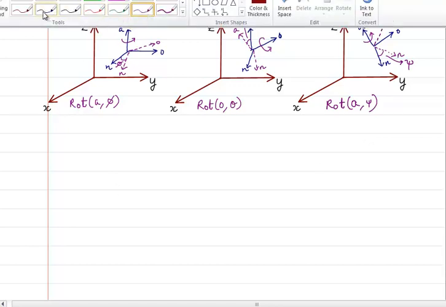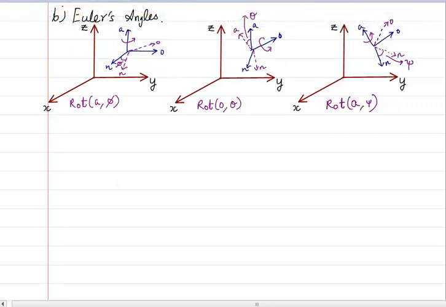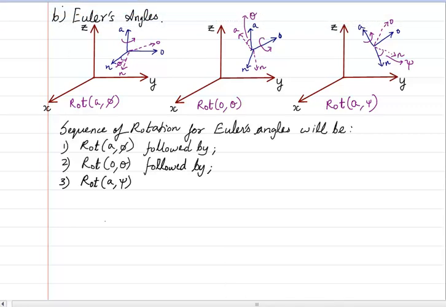The sequence is going to be rotation of A with respect to angle phi, rotation of O axis for an angle of theta, and rotation with respect to A axis for an angle of psi. So these are the three rotations, and with any value of phi, theta, psi, you can achieve any orientation of the wrist.